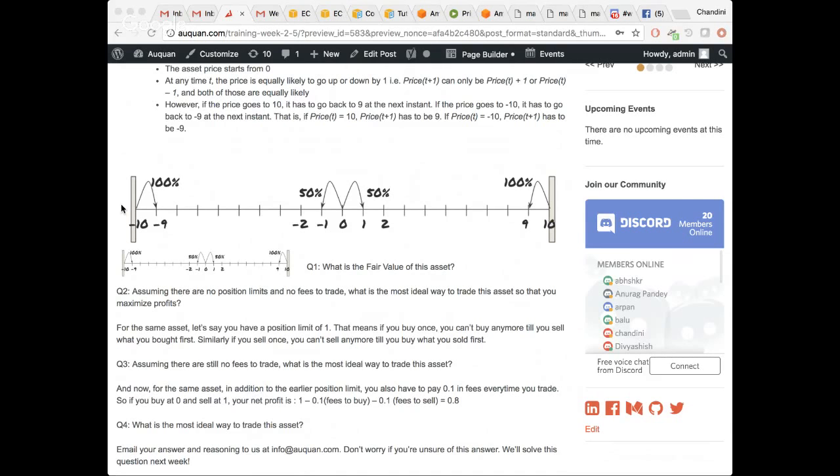What is the best way to trade the stock? Don't write code, just give a 2-line answer. What is the best way to trade the stock?